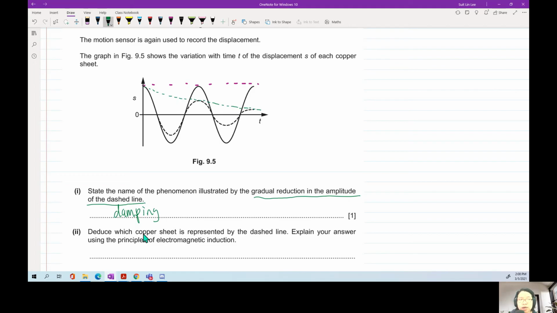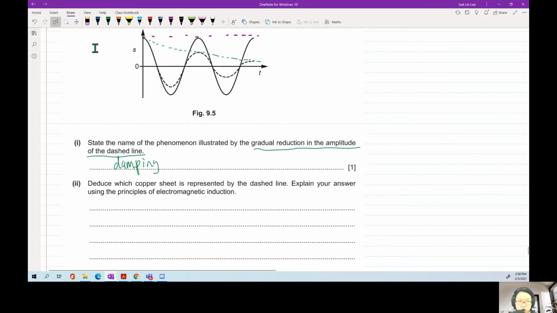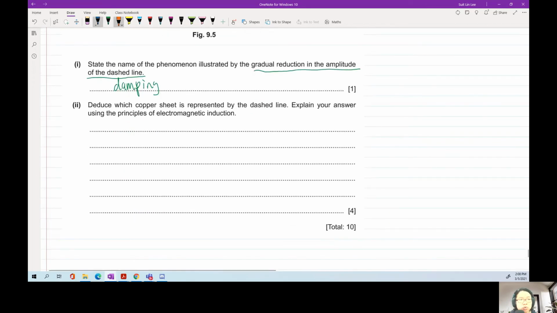Okay, so when I was reviewing chapter 13 with you, or you watched the chapter 13 oscillation review, I mentioned before that oscillation can come together with damping, which will come together with induced EMF. Okay, deduce which copper sheet. So they want you to deduce. You know what is deduce in science? When you see the word deduce.